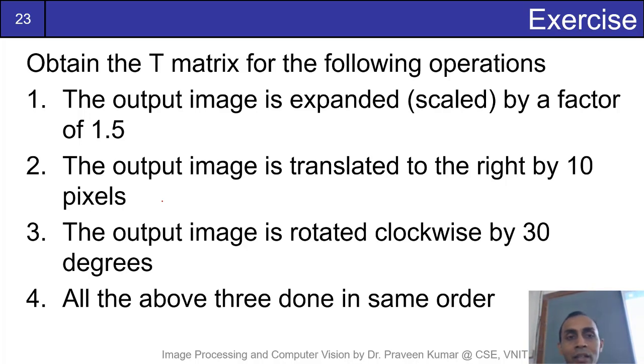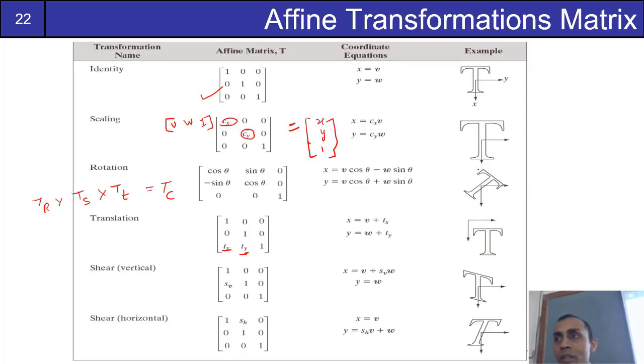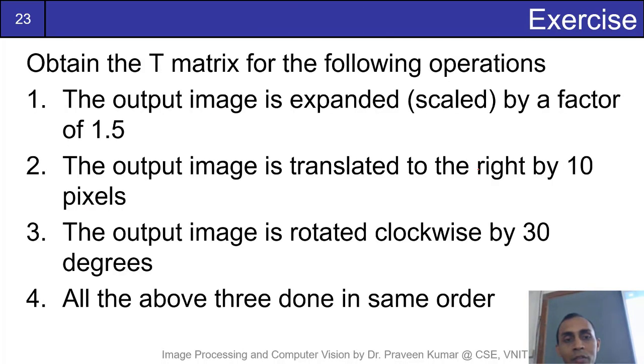So this is a simple exercise. If, for example, you want to scale the image by a factor of 1.5, what will be the T matrix? If you want to translate it to the right by 10 pixels, you can just put the values in this matrix and you'll get the corresponding transformation matrix. And if you want to do all the above three, just take this matrix, and this, and multiply them in that order. You will get the resultant matrix.